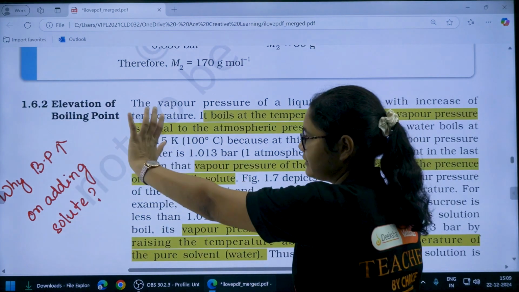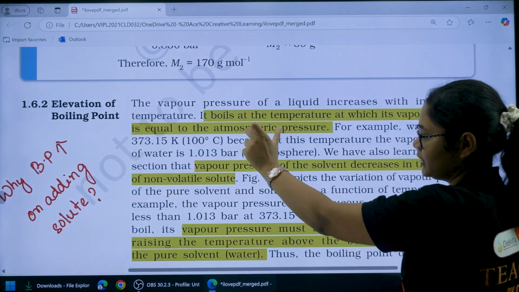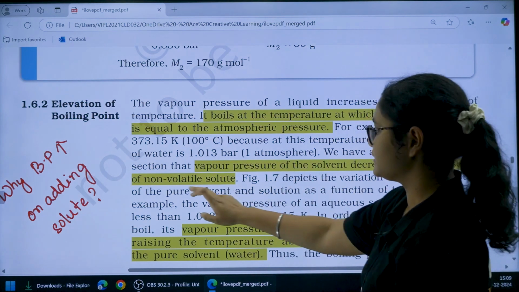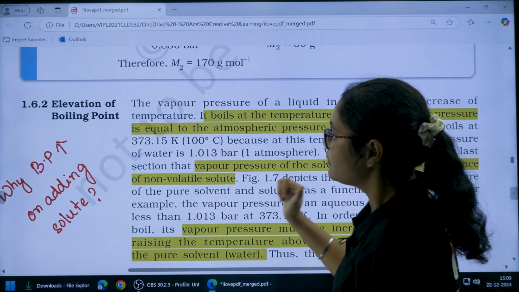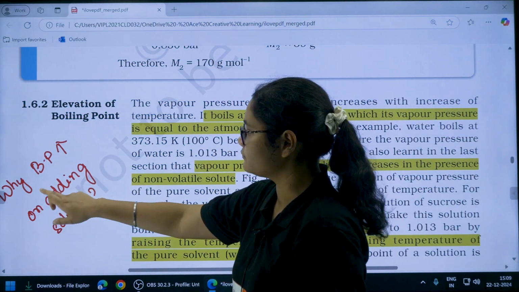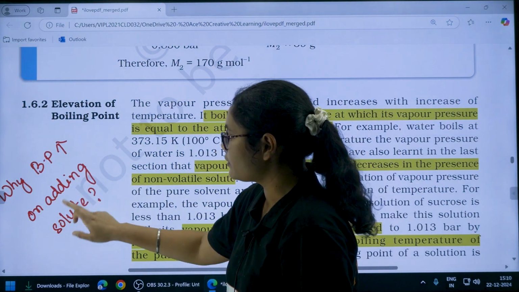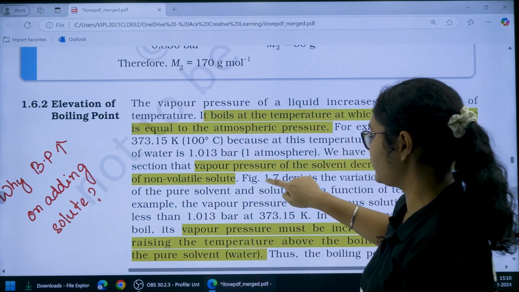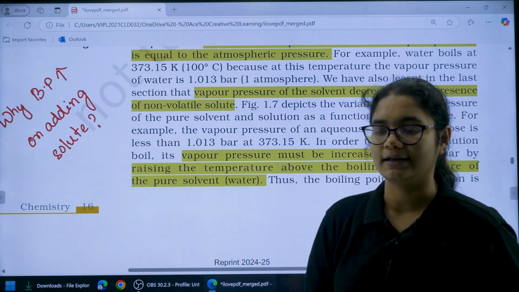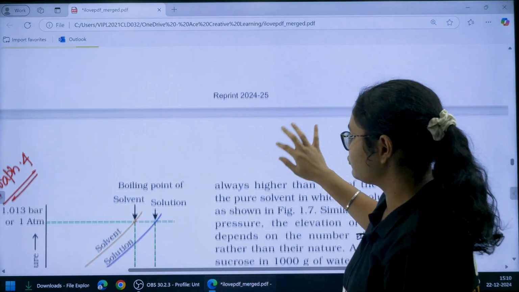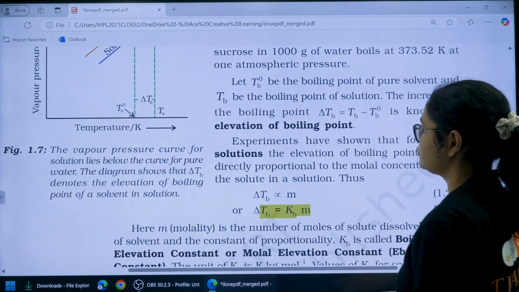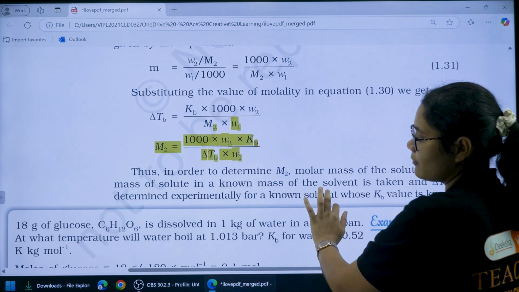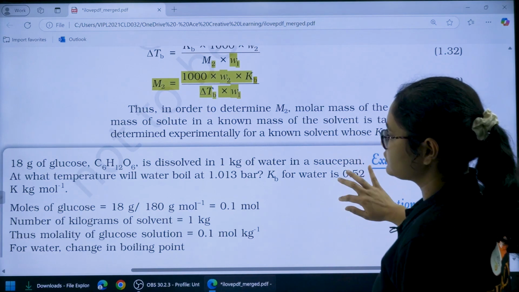Next, coming to elevation in boiling point. You should know what is meant by boiling point. Then, why does the vapor pressure of the solvent decrease in the presence of a non-volatile solute? Here you can add a question: why does the boiling point increase on adding solute? This is the question and this is the answer. This is the first point, this is the second point, and this is the third point that you need to write in the answer. Next, you should know the graph. Then you should know this formula, delta Tb equals Kb m, the expanded form. Next you can solve this question.